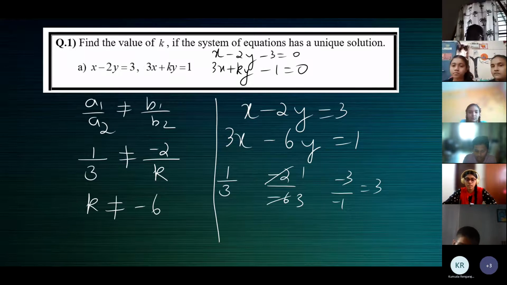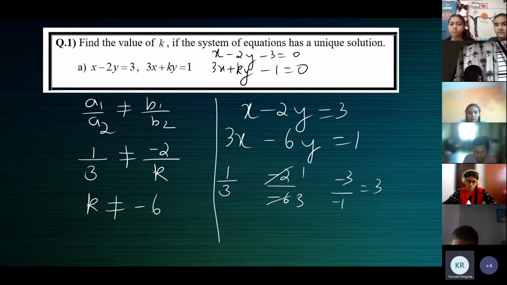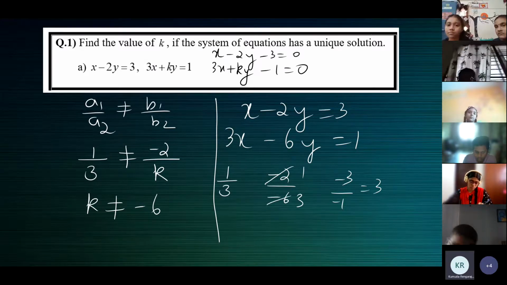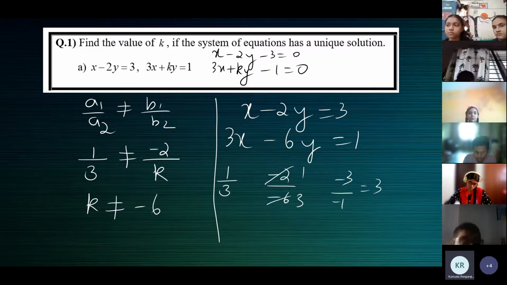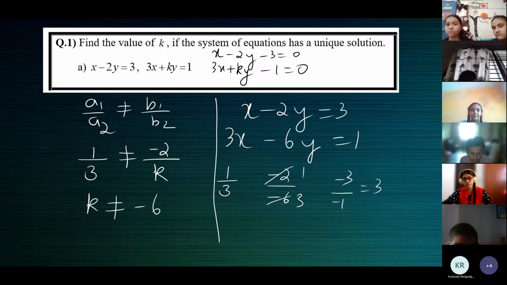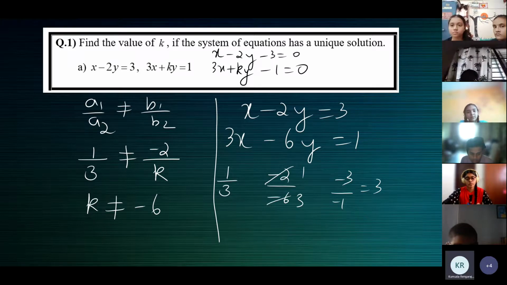Parallel lines. That means no solution. So that's what happened. But what is the question? What is the value of k so that the system of equations have a unique solution? But when you take k is equal to minus 6, a1 by a2 is equal to b1 by b2 is not equal to c1 by c2, no solution. That means k should not be minus 6.